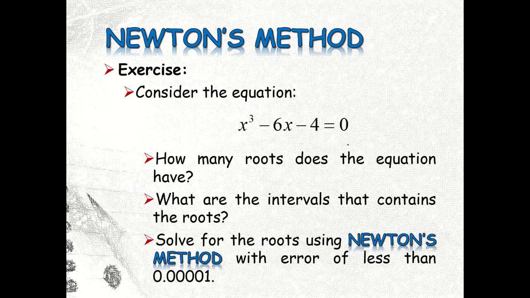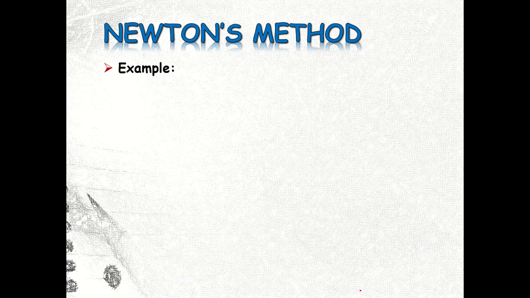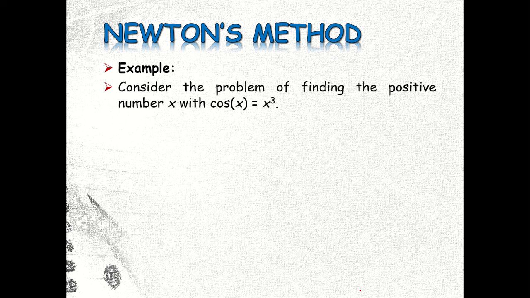So this is the example of specified error tolerance. Now we'll solve this. We'll show you the solution of this example for your reference when you solve that exercise in class. So consider the problem of finding the positive number x with cosine x equal to x cubed.